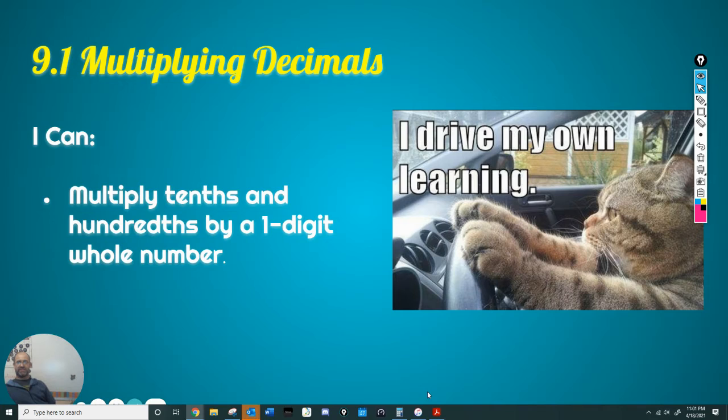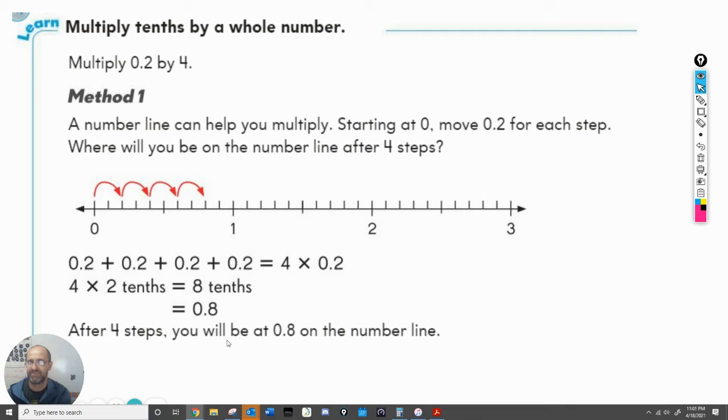We are on Chapter 9, Lesson 1 today, and it's Part 1 of Lesson 1, multiplying decimals. By the end of this lesson, you should be able to look proudly out at the world and say that I can multiply tenths and hundredths by a one-digit whole number. Alrighty, let's do this.